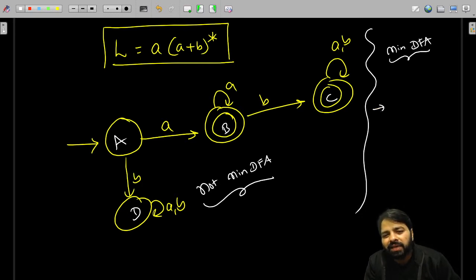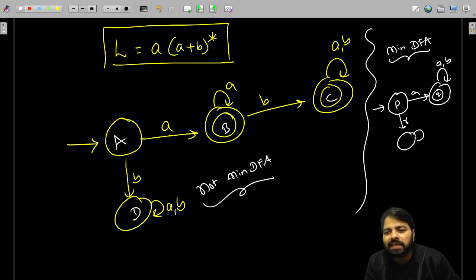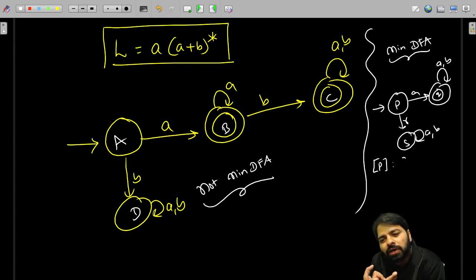Minimum DFA is something different, like, strings that start with A. You can also design it with 3 states. And what is the equivalence class here? If you look at the strings of the P state, only epsilon can stop there. If you look at the strings of the Q state, all the strings which halt at Q start with A.